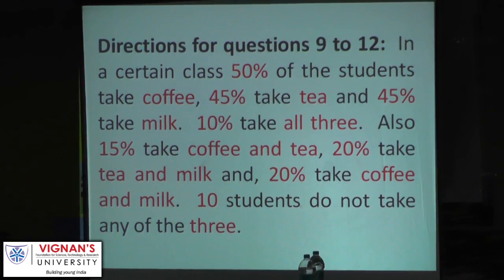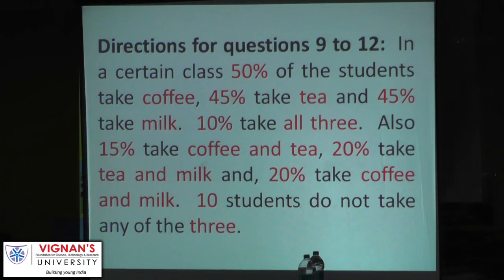In the second class, 60% of the students take coffee, 45% take tea and 45% take milk. 10% take all three. Also 15% take coffee and tea. 20% take tea and milk. 30% take coffee and milk. 10 students will not take any of the three.